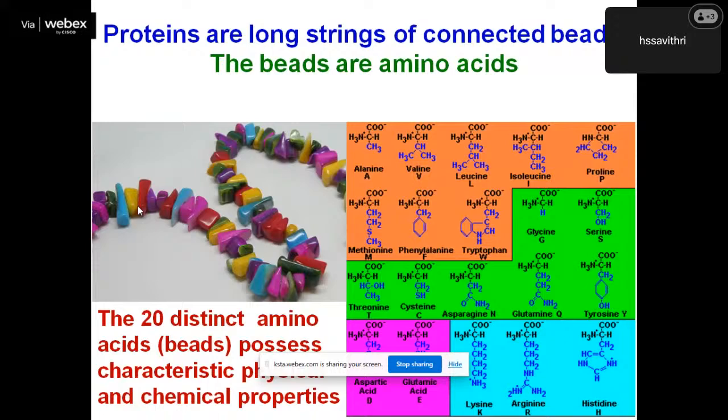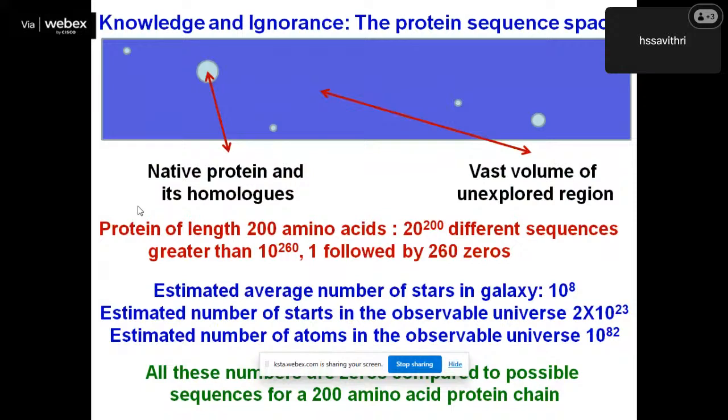So proteins are really chains made up of amino acid beads, and there are 20 different beads. But then if you take, for example, a protein of 200 amino acids length, the reason to choose 200 amino acids is that it represents typically the size of proteins in our body. So if you take 200 amino acids, for the first amino acid, you can use any one of the 20 amino acids. For the second position, you can use any one of the 20 amino acids. Like that, for all the 200 positions, you can use any one of the 20 amino acids.